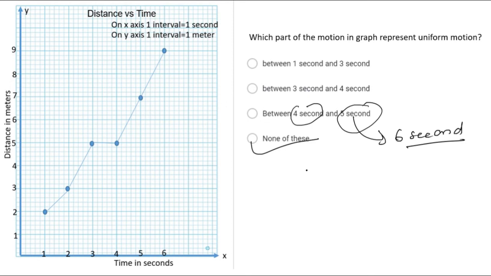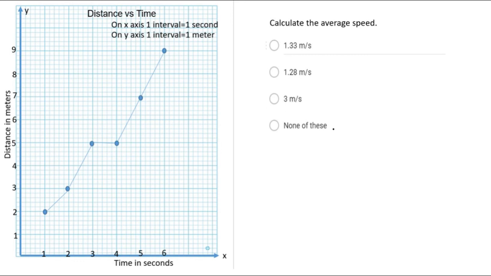However, the correct answer will be between 4 and 6 seconds in case this correction is made, right? But some of you must have considered that as 6 second and given the answer. So I'll consider that option also as correct, but please remember the actual meaning of uniform motion. Now we'll go for the next.